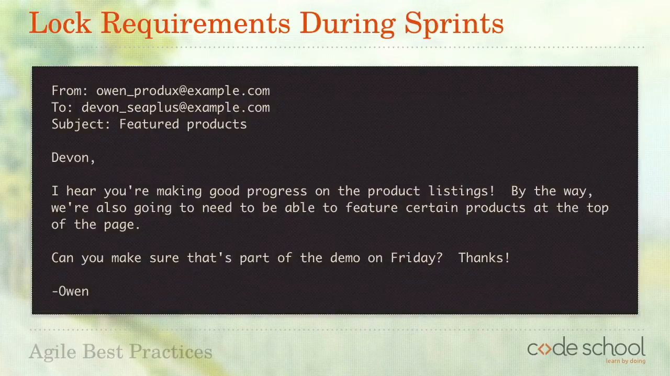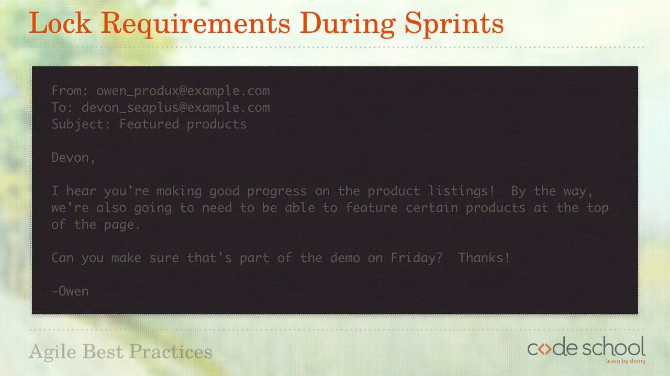So here we've got an email from our product owner to one of the developers on the team. He says, "By the way," and that phrase itself makes alarm bells go off for me. "By the way, we're also going to need to be able to feature certain products at the top of the page." Okay, no big deal. We'll add an additional story to the backlog. Oh, wait, no, he wants it to be part of the demo at the end of this sprint.